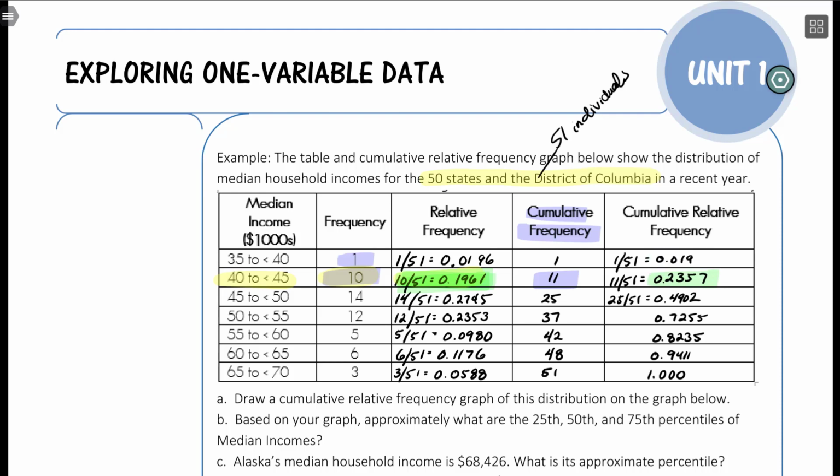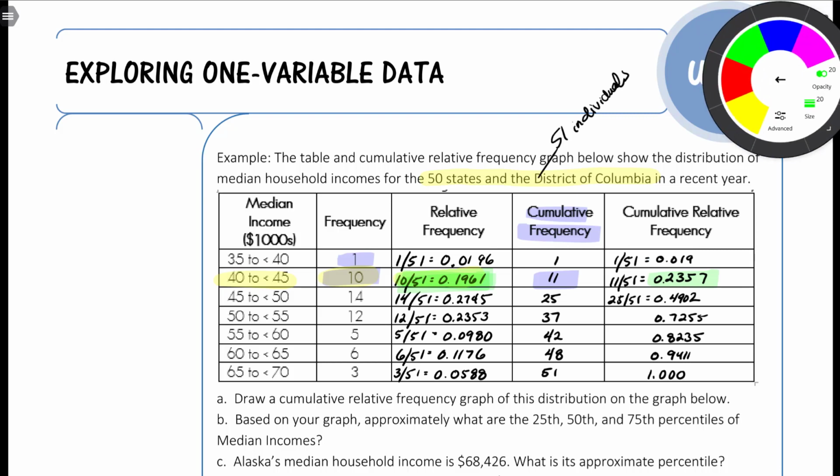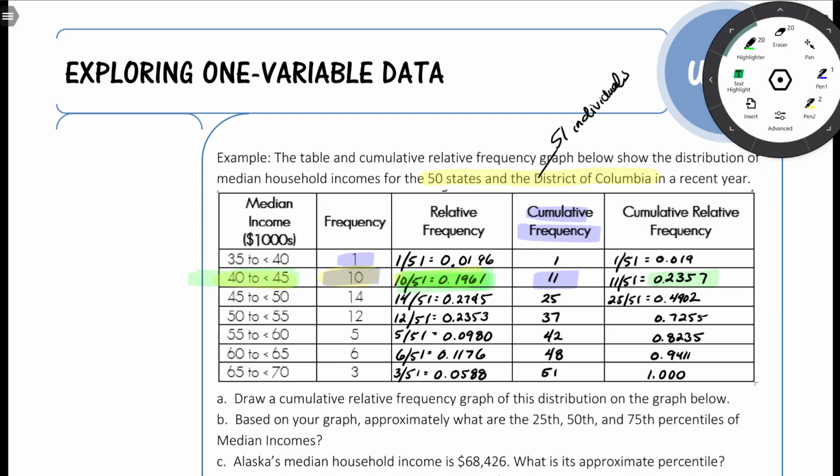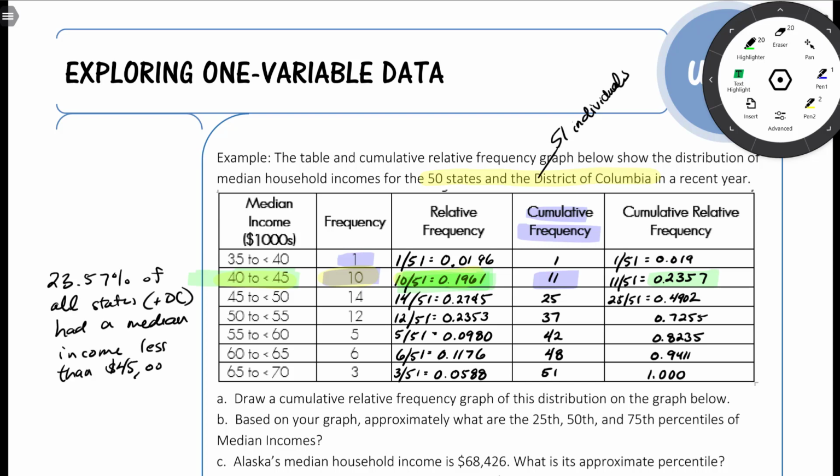0.2357. And so what that tells me is that 23.57% of all my states had an income of less than $45,000. It might be a good idea to write that out. Again, that tells me that 23.57% of all states, that's what I got in this last column, had a median income less than $45,000. So it's strictly looking at the upper boundary of that grouping. Now we can go ahead and fill out the rest of the table doing the same kind of process.